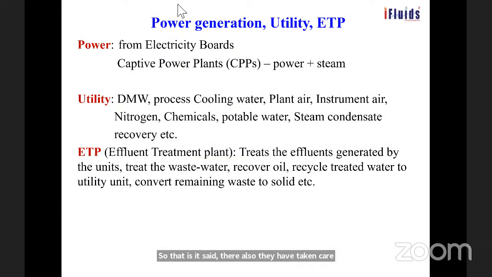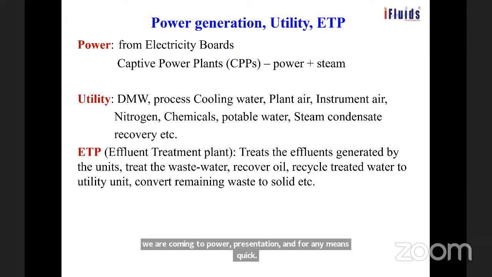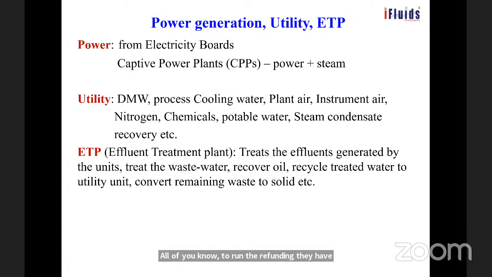Now we are coming to power generation, utility and ETP. Power anyway is required, all of you know, to run the refinery. Some of the refineries take power from the electricity board, but because the power supply is not reliable, many refineries have gone for captive power plants, and there they produce steam also. The fuel they use can be from the refinery itself, refinery fuel gas, or they get natural gas.